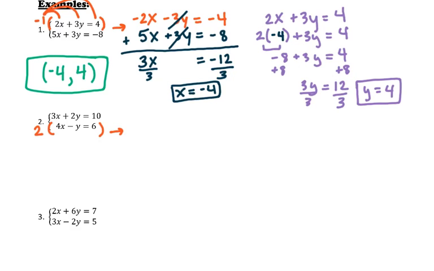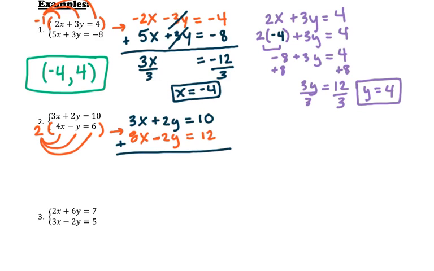Okay? So our first equation is going to be exactly the same. 3x plus 2y equals 10. And our bottom equation is where we're going to multiply by 2. So 4x becomes 8x. Minus y becomes minus 2y. And 6, don't forget the 6, becomes 12. Okay? And now we're going to combine.